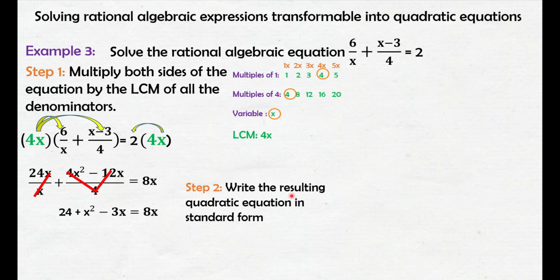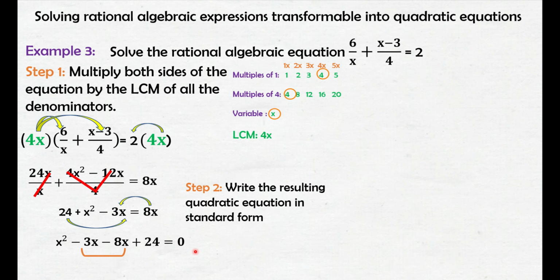And then, step 2, write the resulting quadratic equation in standard form. So, transpose natin si 8x sa left side. And si 24 naman, yung constant term, lalagay natin sa pinakahuling part nung nasa left side na equation natin. So, magiging siyang x squared minus 3x minus 8x plus 24 equals 0. So, naging negative 8x na dito si positive 8x kasi nilipat natin sa left side.